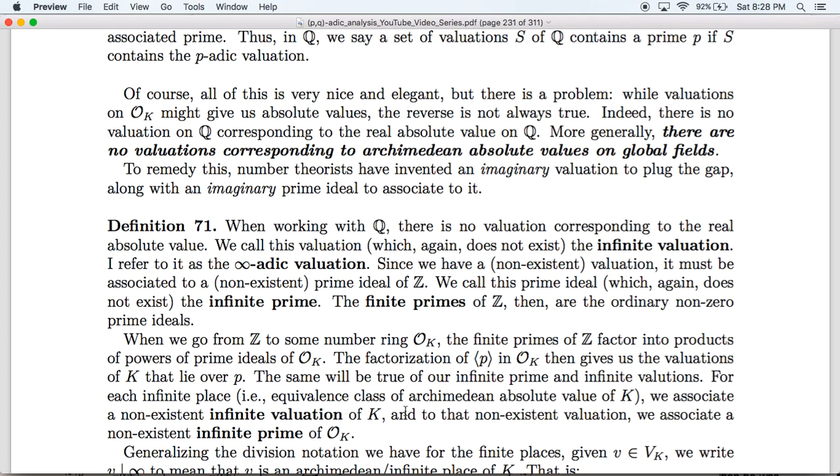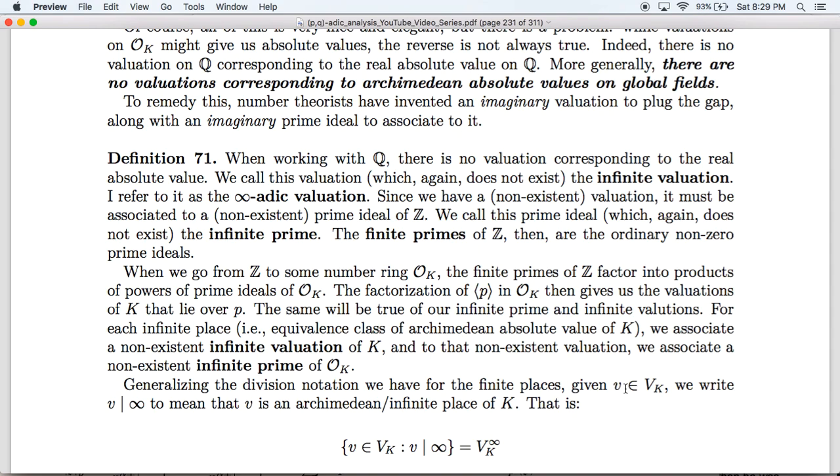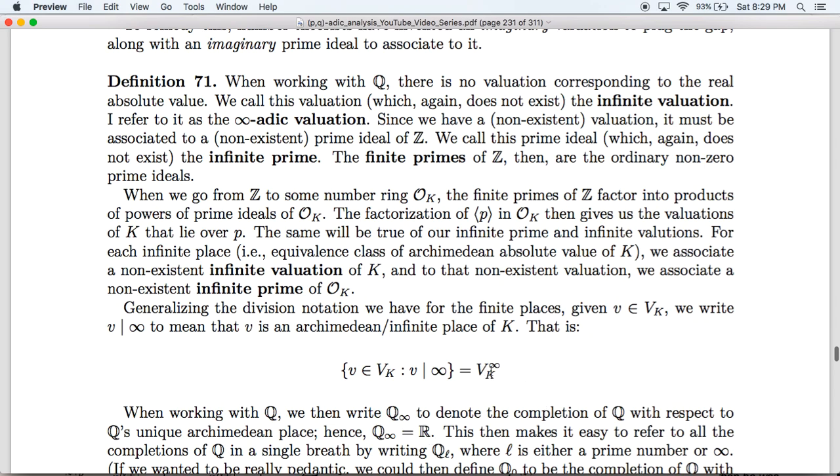Likewise, since we start with the infinite prime of Z corresponding to the real absolute value, if we then go to a number field K, we're going to potentially have multiple infinite places that lie over the infinite place of Q, and therefore multiple infinite primes of our number field that lie over the infinite prime of Q. And so our division notation will reflect this. Given a place v of K, we write v divides infinity to mean that v is an Archimedean, infinite place of K. And in particular, we have that V_K^infinity is then the set of all v's in V_K which divide infinity.